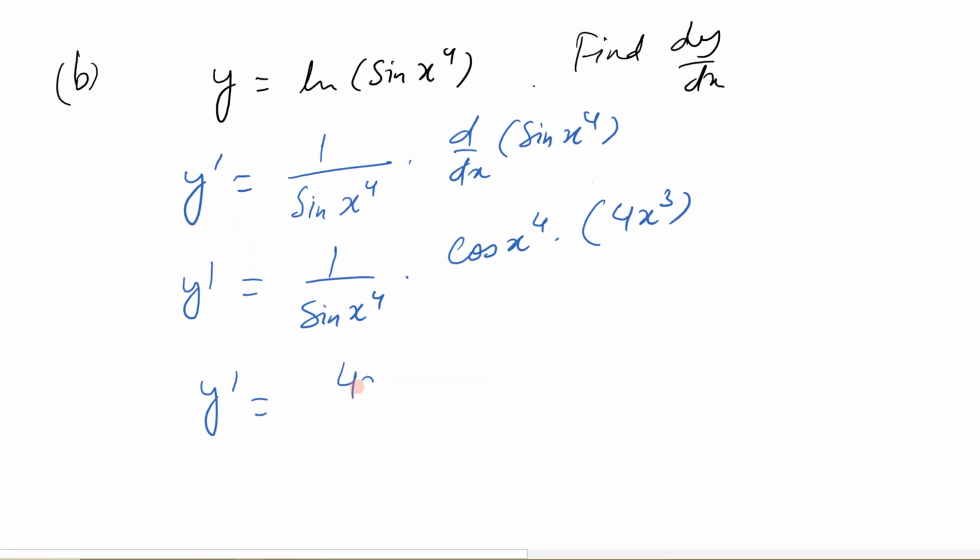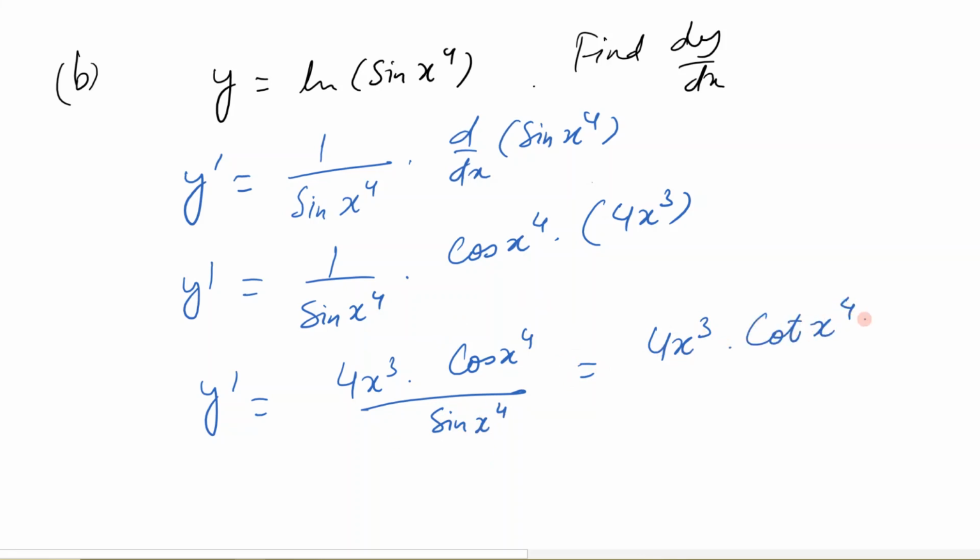4x cubed cosine x raised to power 4 over sine x raised to power 4, or you can write this as 4x cubed, and cosine over sine is cotangent x raised to power 4. So this is our desired result.